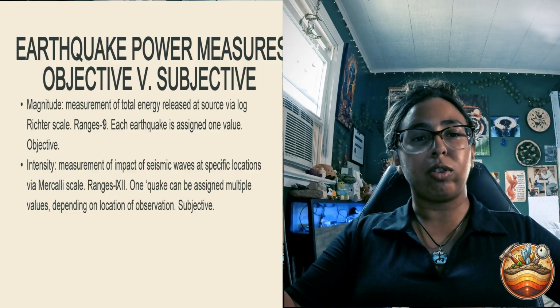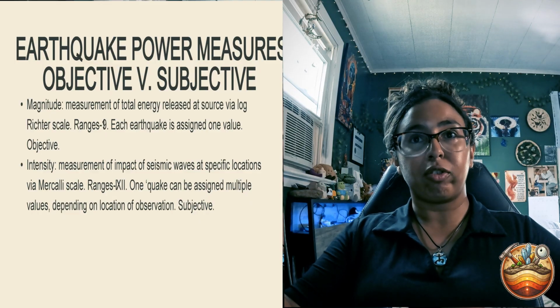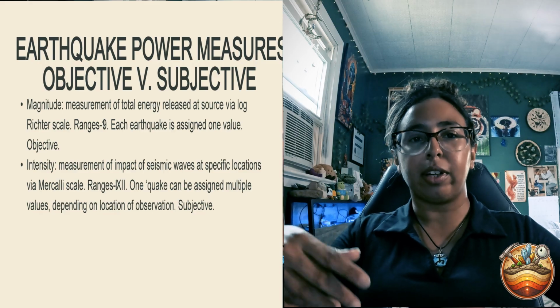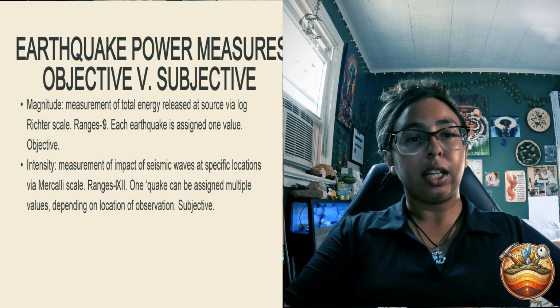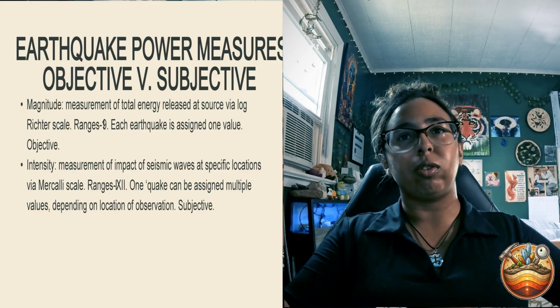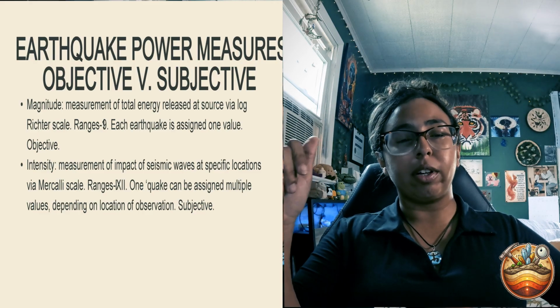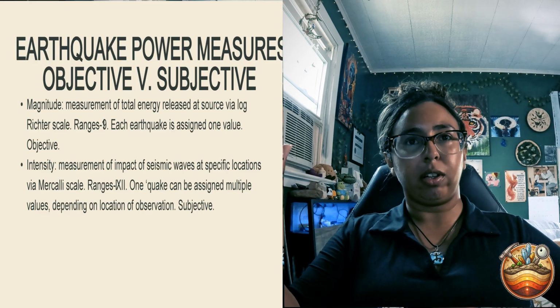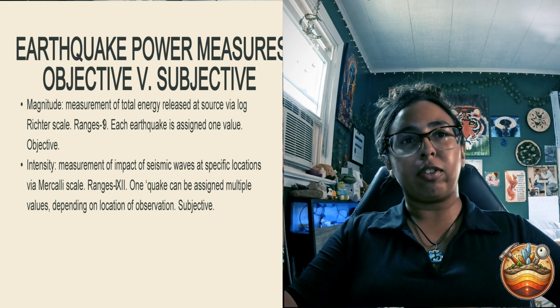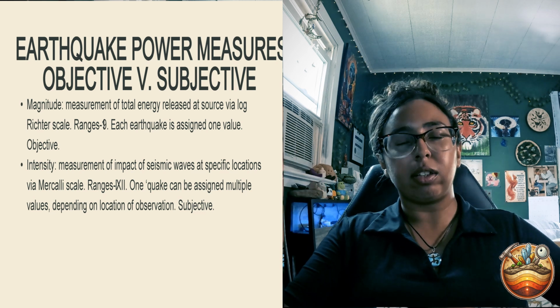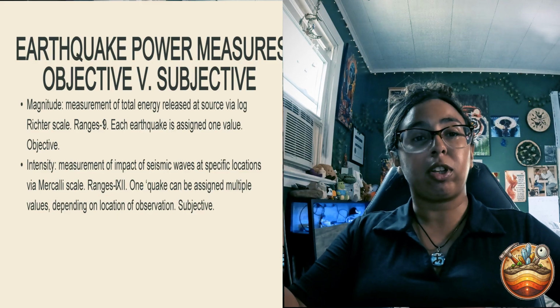And now we're going to get into how earthquakes are actually measured. Now that we understand how they operate, how they're formed, why they happen, where they are, now we're going to get into how earthquakes are measured. There's two different ways to measure them. One of the ways is more objective than the other. The objective way to measure is through magnitude. This is just measuring the total energy released from the source.